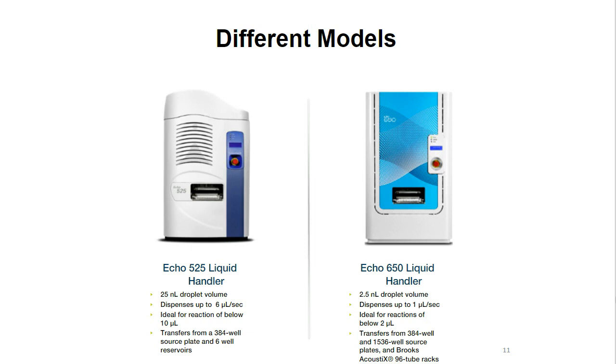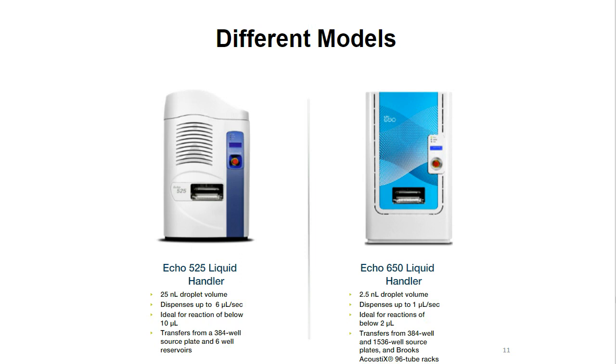The Echo 525 is ideal for reactions of about 10 microliters. It can be smaller and it can be larger. And the Echo 650 is ideal for reactions of volume of about the microliter scale. It can be sub-microliter, and it can be a few microliters.